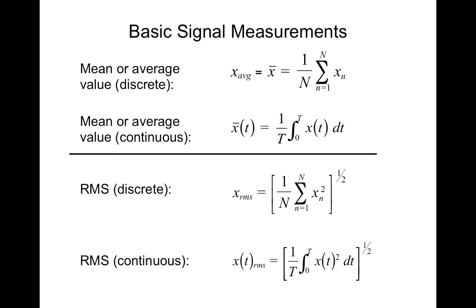The RMS value is basically you take the function and square it, then do the same sum, divide by the number of points, and then take the square root. So here's the RMS formula for discrete, here it is for continuous. What RMS gives you is sort of an effective constant energy.